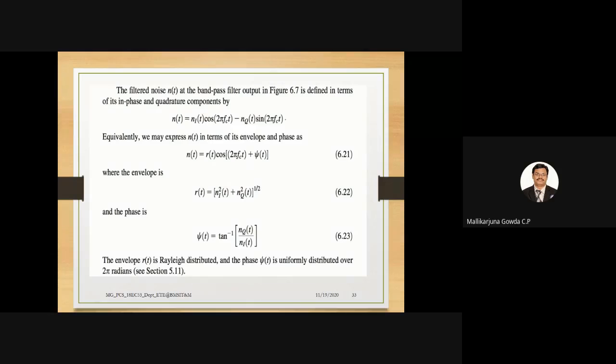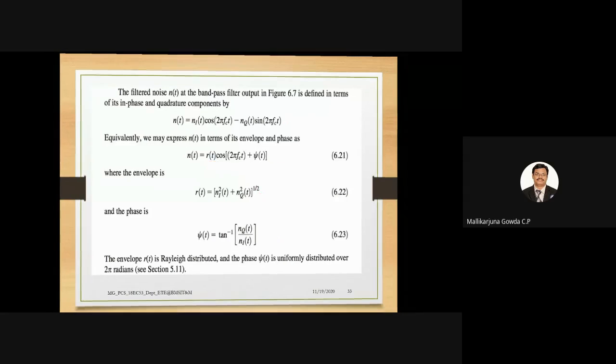So this is in terms of in-phase and quadrature phase components, and this is in terms of envelope and phase. How do I define R of t? It is the square root of the in-phase component squared plus the quadrature component squared. This one is the envelope and this one is the phase. So phase will be equal to what? Tan inverse of nq of t by ni of t.